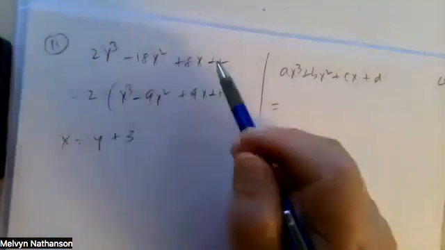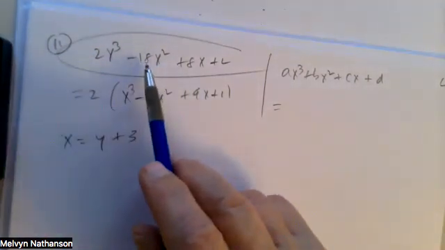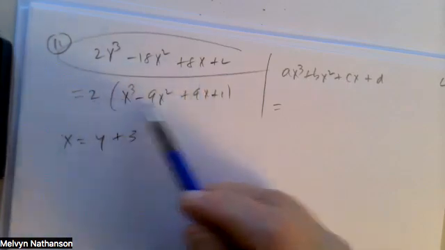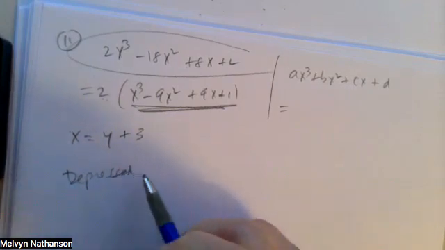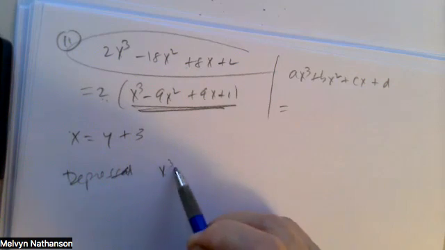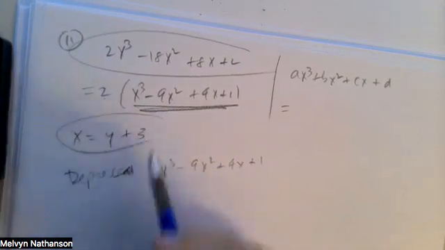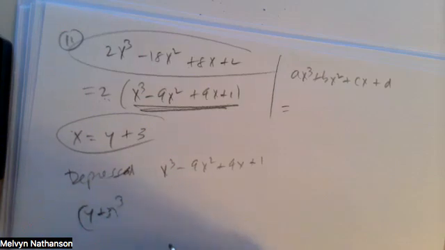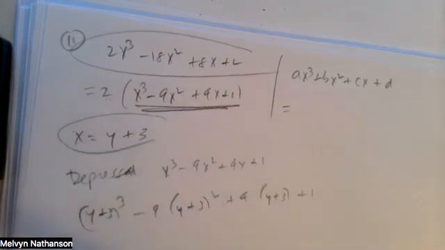Let me make it quick. Here I have this polynomial. So the roots of this are exactly the same as the roots that I would get by dividing by 2. So if I divide by 2, I'm left with this. The first step would be to observe that I want to depress the cubic x cubed minus 9x squared plus 4x plus 1. And if I let x equal y plus 3, what happens? I get y plus 3 cubed minus 9 times y plus 3 squared plus 4 times y plus 3 plus 1.